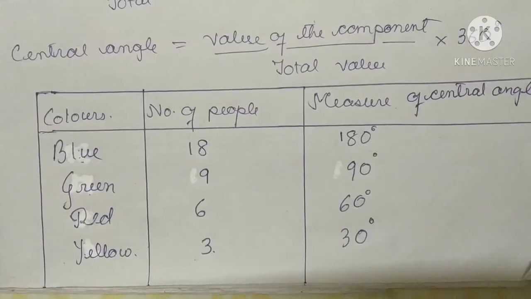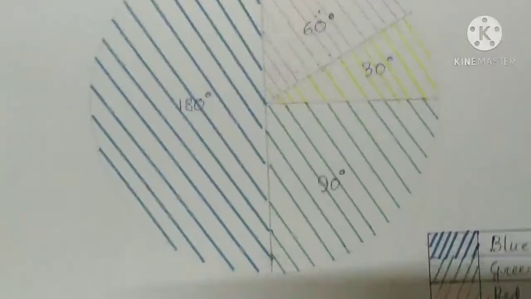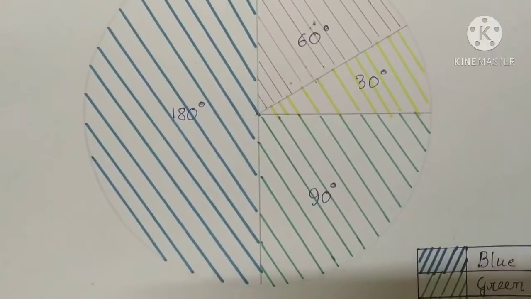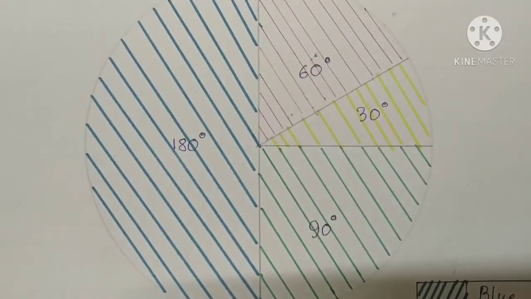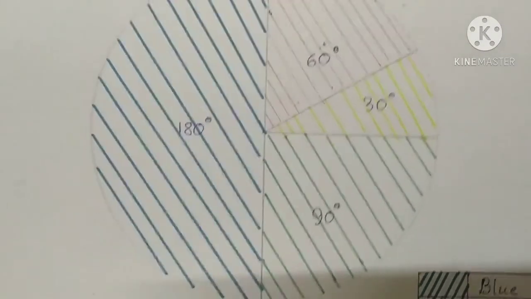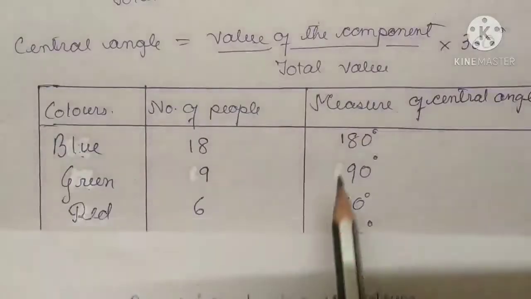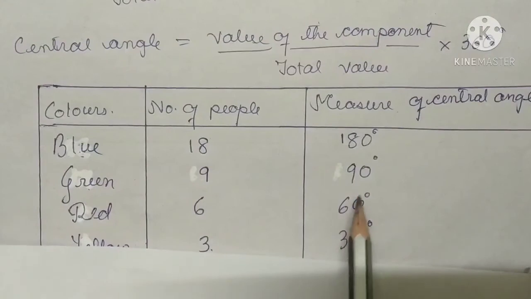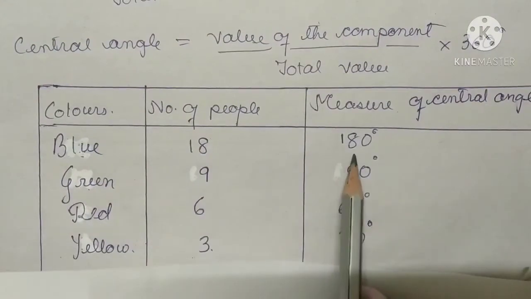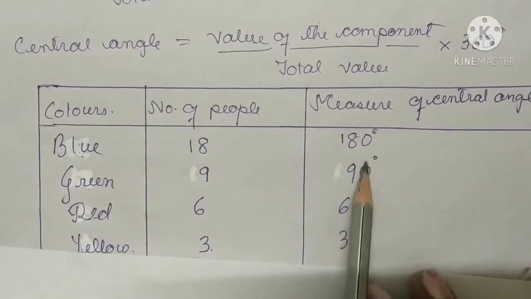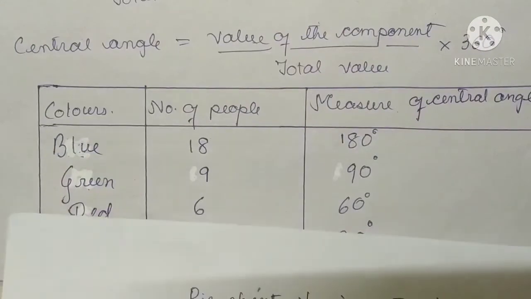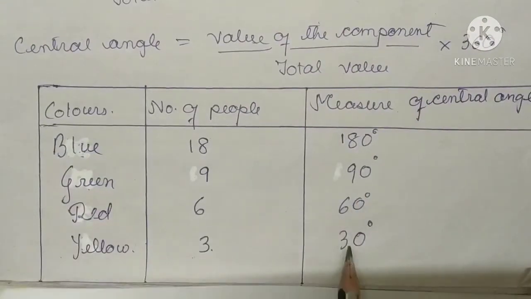Now the procedure starts for how to construct the pie chart. After getting the measure of the central angle for each of the components, here is the procedure. First, with the help of a compass, you will draw a circle. So you have drawn a circle. After drawing the circle, these are the different measures: 30, 60, 90, 180. Since 180 is a straight angle, it will just represent a straight line. So I am going to start with 30 degrees.